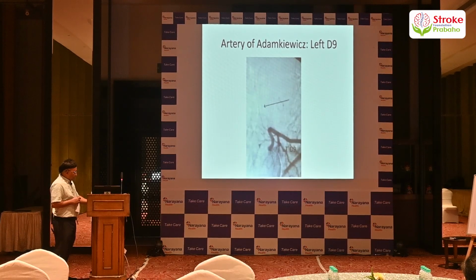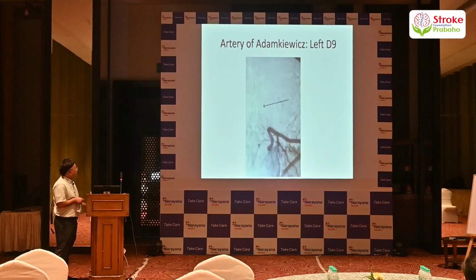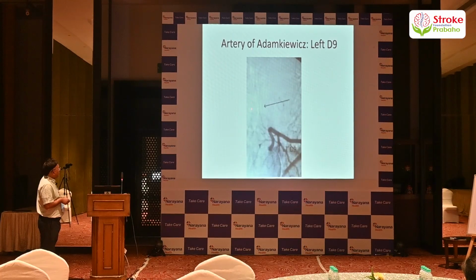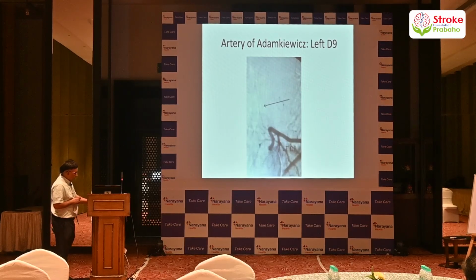Before we plan treatment of the fistula in DSA, we must find where the artery of Adamkiewicz is. So the fistula was at the level of D10, and this artery of Adamkiewicz was at the level of D9. You can find this is the hairpin turn of the radiculomedullary artery, or artery of Adamkiewicz, and that is the anterior spinal axis, very faintly visualized here.